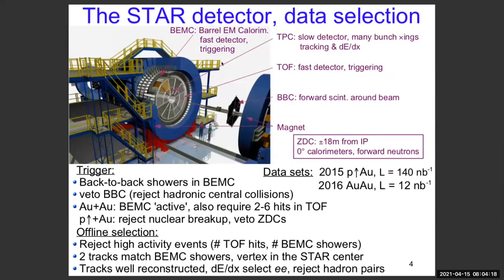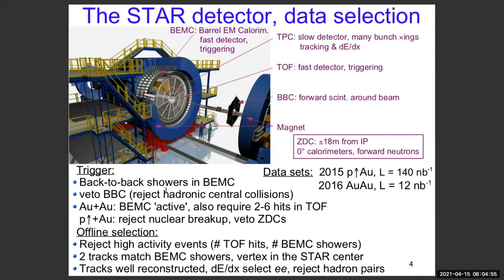Okay, this is the STAR detector. The main components, and most important, is the time projection chamber. It's a slow detector integrating over many bunch crossings, but it provides very beautiful tracking and particle ID through dE/dx. It's surrounded by an electromagnetic calorimeter and time of flight detectors, which are both fast detectors that we use for triggering. There are these forward scintillation counters around the beam. And then not shown in the picture, but about 20 meters from the interaction point are 0-degree calorimeters, which detect neutrons going along the beam path.